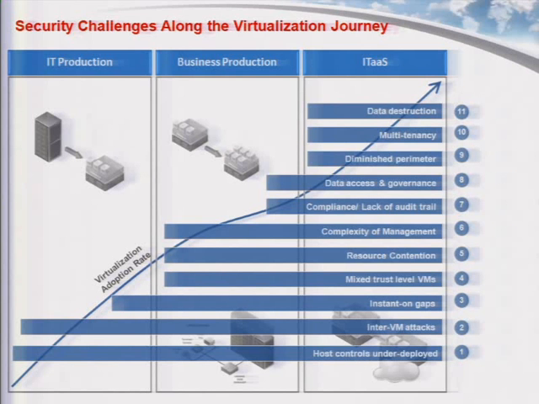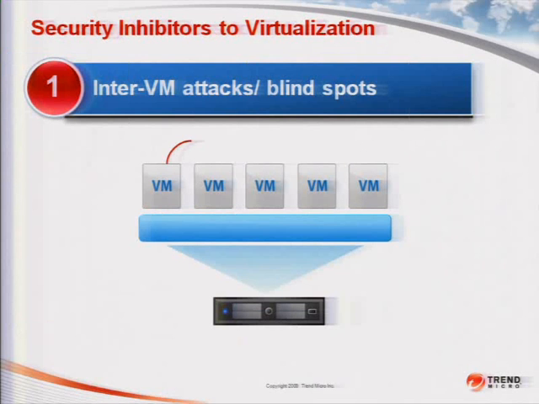Now let's look at a few of these in a little bit more detail. This one I already alluded to, right? Inter-VM attacks or blind spots. When a perimeter-based device is sitting there outside the network looking in, it can't see what's happening between two VMs on the same machine. As a customer put it, there's a party going on inside my VM environment and I'm not invited. My security device is not invited. It's sitting outside, doesn't have any visibility.